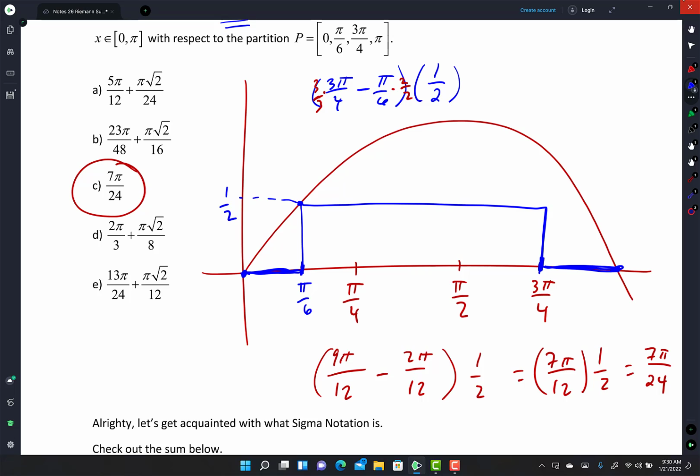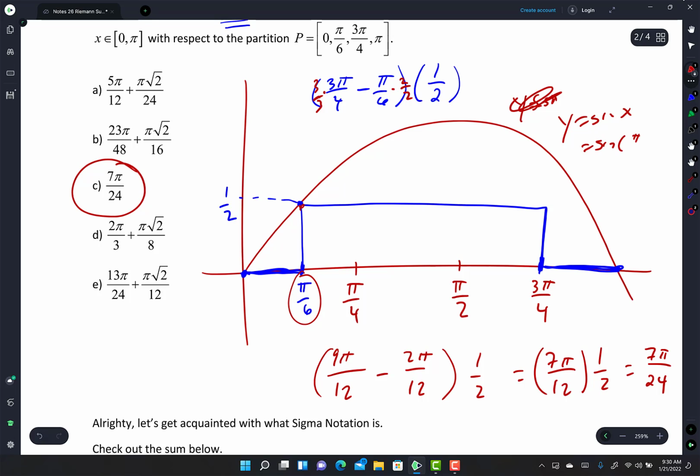Yes, the height of the curve is dictated by the equation y equals sine x. Because I used pi over 6 to dictate my height, sine of pi over 6 equals a half.